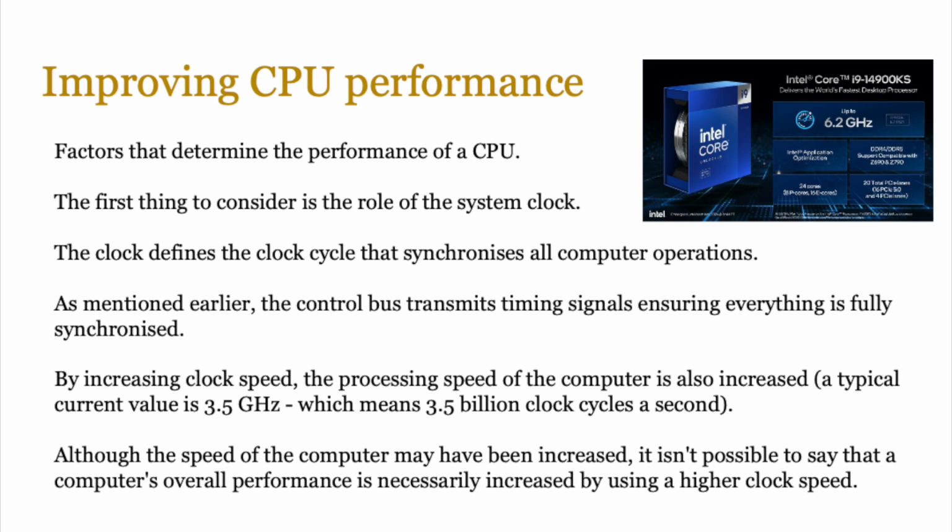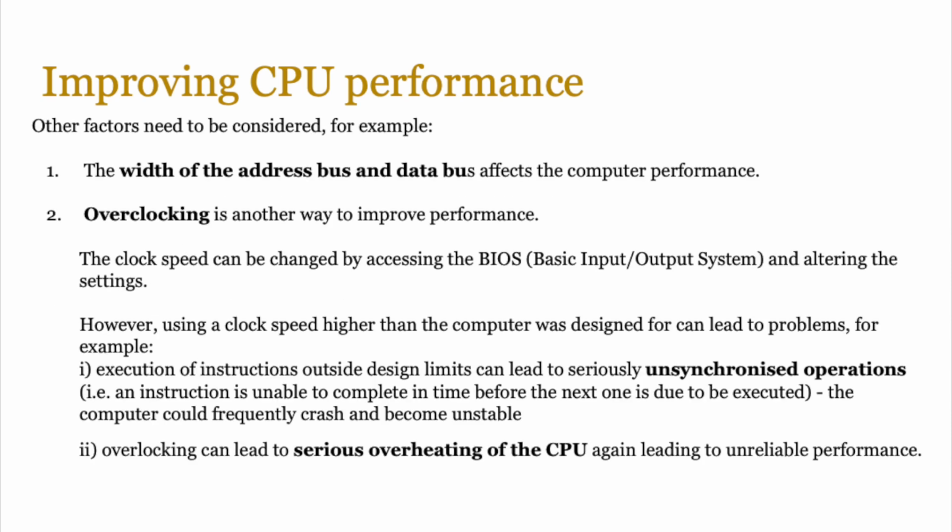Of course, we've got processors at the moment that can go up to 6.2 gigahertz, but they're very expensive, so the typical CPU will be working at this particular level. Now, although the speed of the computer may be increased, it isn't possible to say that a computer's overall performance is increased as a result of using a higher clock speed, because other factors come into play as well. So let's start by looking at these.